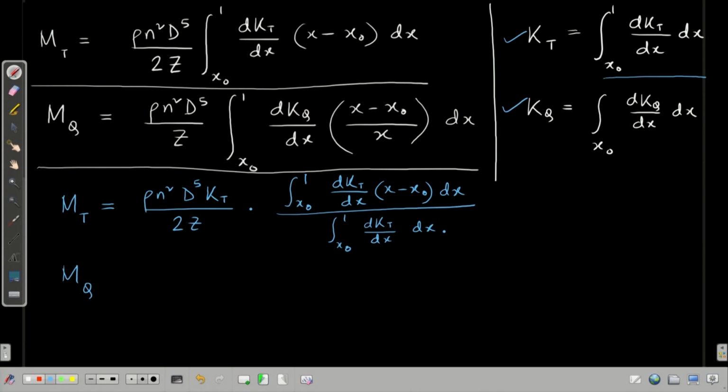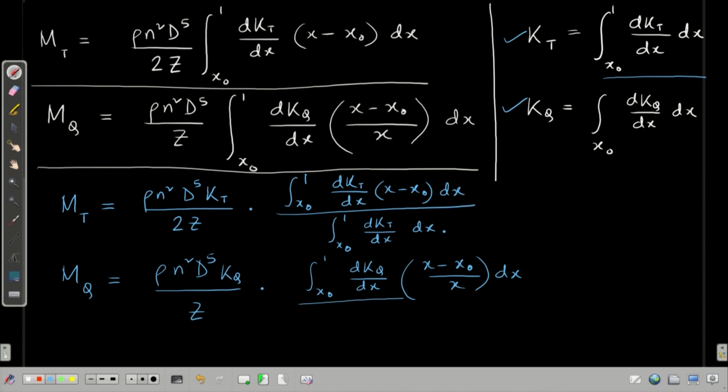Similarly for MQ, we multiply by kQ outside and divide the term with integration by the integrated value of dkQ. So, this is also one.